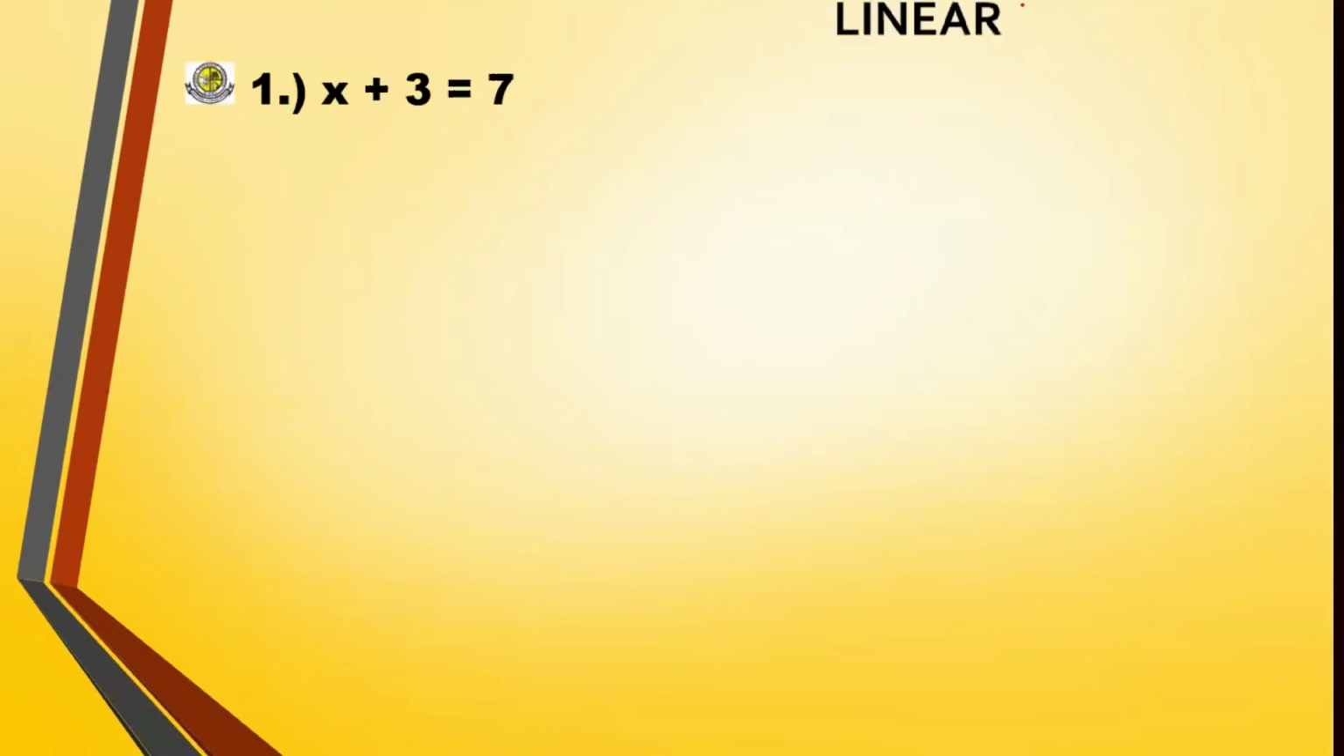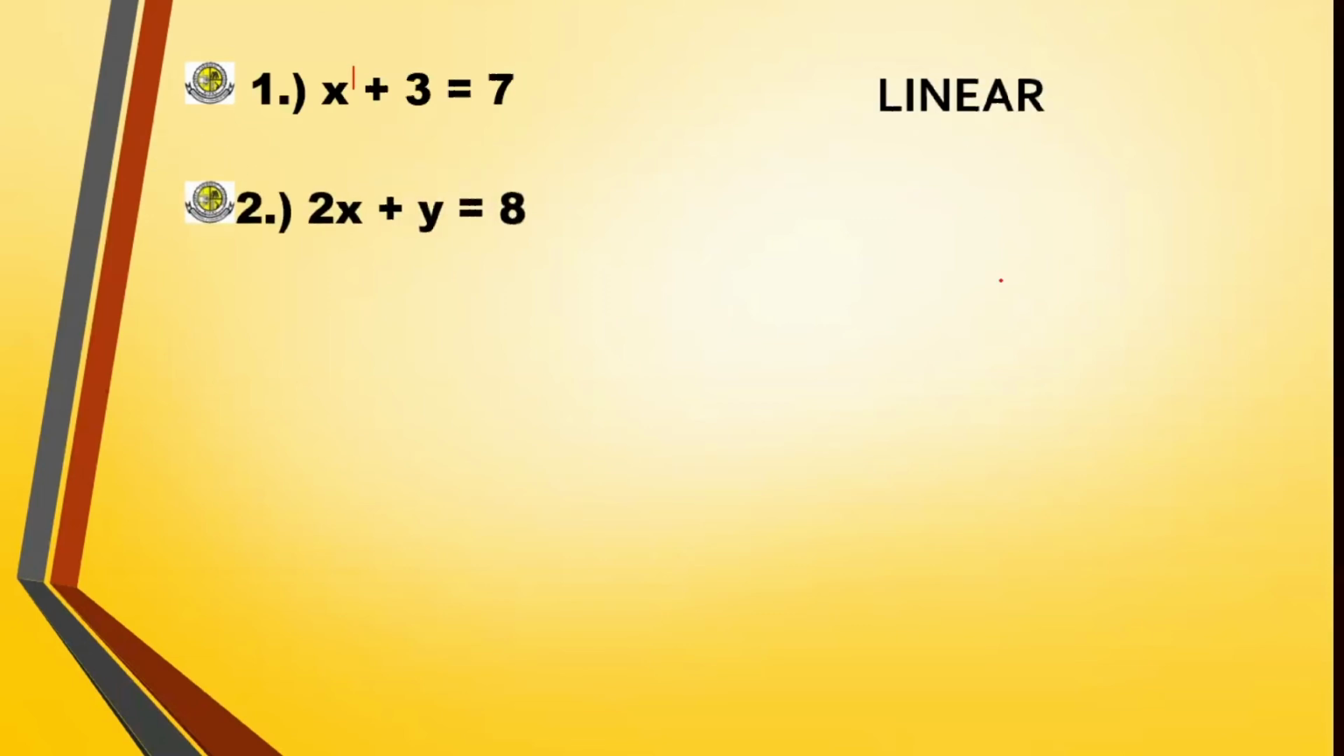Example number 1. We have x plus 3 equals 7. Is it a linear equation or not? Linear po. So why is it that masasabi po siyang linear equation? Because po yung first degree is 1. Okay, 1 po yung exponent ng first term or ng variable na x. So therefore, masasabi po siyang linear equation.